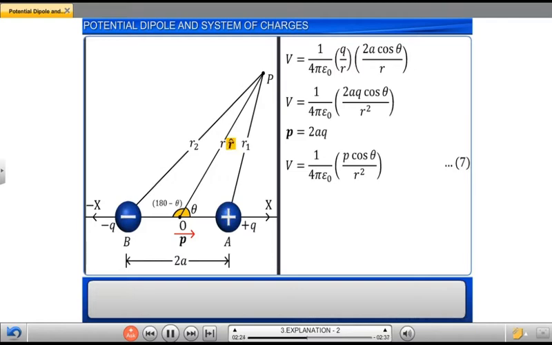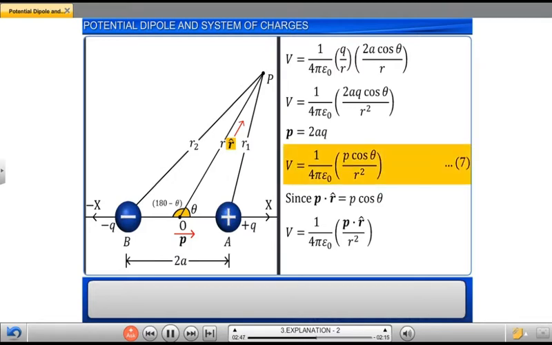If r cap is the unit vector along the direction of OP, and since P dot r cap is equal to P cos theta, then we have net potential V is equal to 1 by 4 pi epsilon naught into P dot r cap by r square. The potential V as obtained by equation 7 is for the distance r, which is very large compared to a.